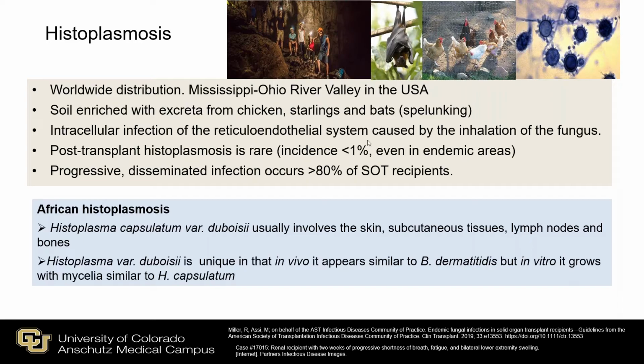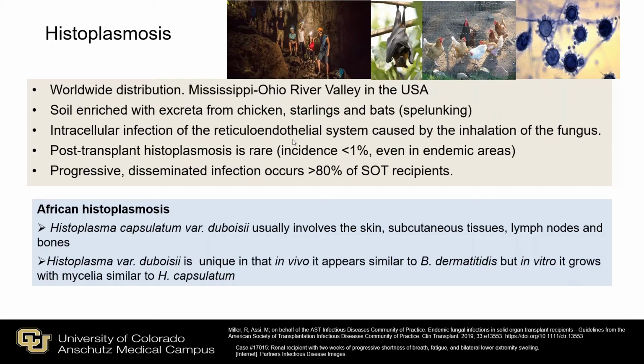Histoplasmosis is an intracellular infection of the reticuloendothelial system, and it's caused by inhalation of the fungal spores. Post-transplant histoplasmosis is quite rare. The incidence is less than 1%, even in endemic regions. However, in our transplant patients, we often see progressive disseminated infection in over 80% of patients. And again, these patients present with fever, failure to thrive, pancytopenias, hepatosplenomegaly, pulmonary lesions, and so forth.